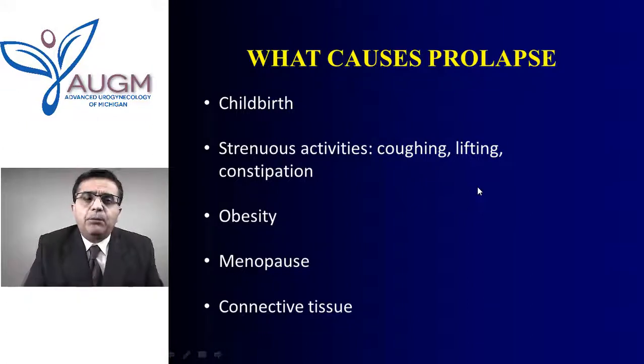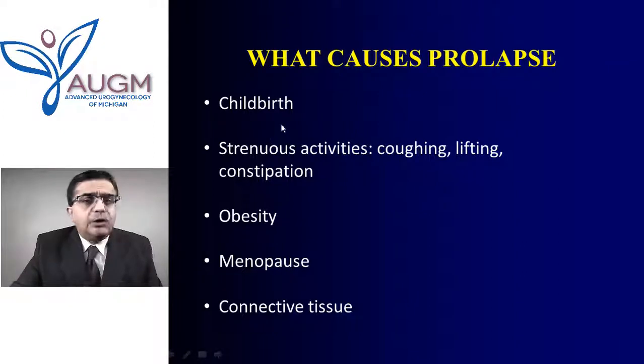So why does it happen? Why do these muscles weaken and why do the ligaments break? Well, we all know the one most common thing is childbirth. You know, the baby is coming through, that can put strain on the muscles, can put strain on the ligaments, and that could be responsible for it.